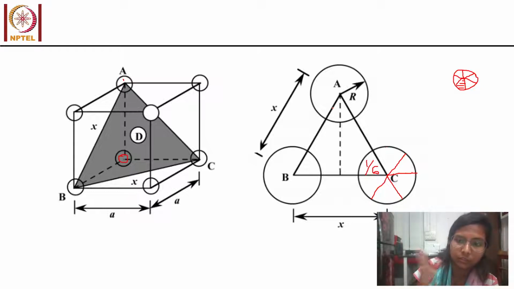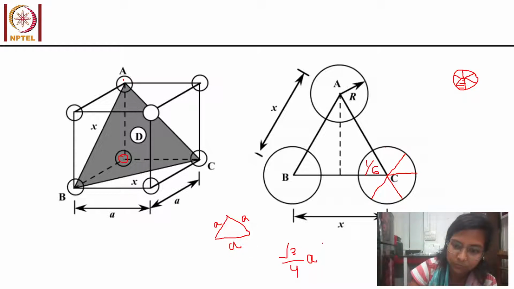and also what we need is the area of this triangle. Now we have a formula that for an equilateral triangle, so if we have an equilateral triangle with length A, equilateral triangle means all the three lengths are equal. So what is the area? Area is root 3 by 4 into A squared. Okay, so we will need this.